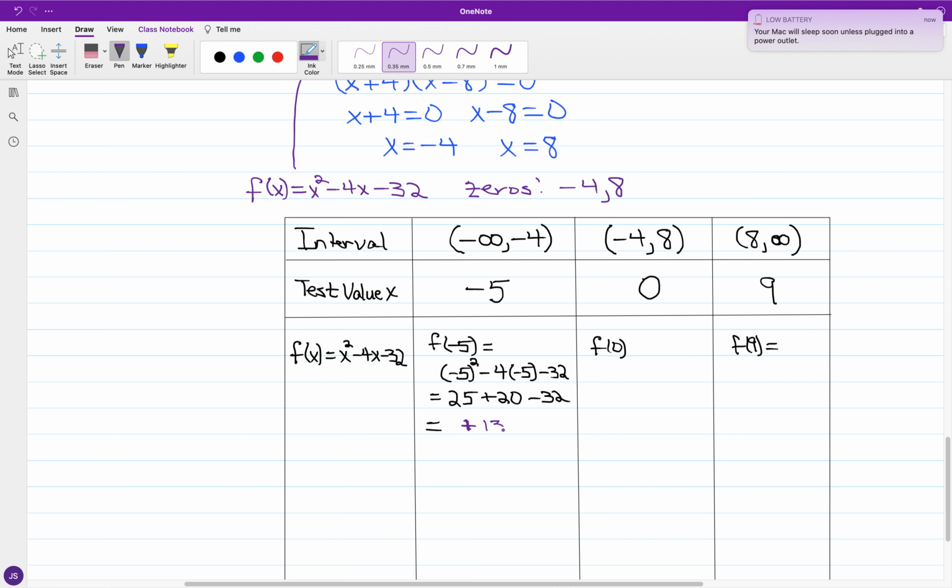And then for the next item, we have f of 0. So you've got 0 squared minus 4 times 0 minus 32, and so that is going to go to negative 32.